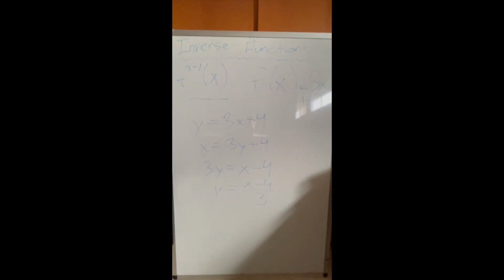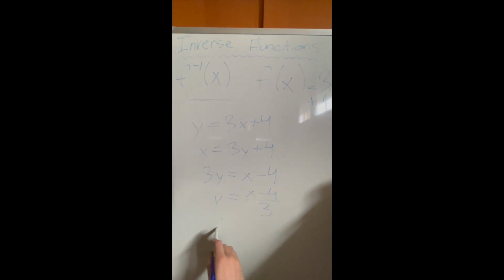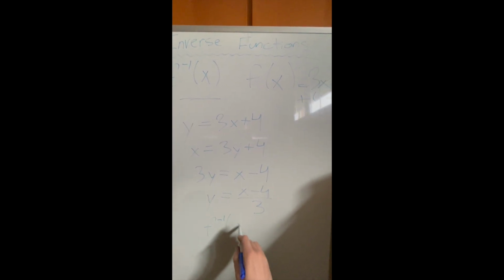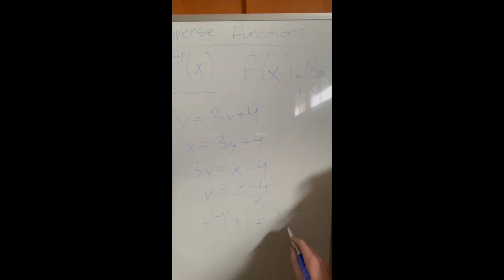Now for the last step, we swap y to our inverse function. So the inverse function is f⁻¹(x) is equal to (x − 4)/3.